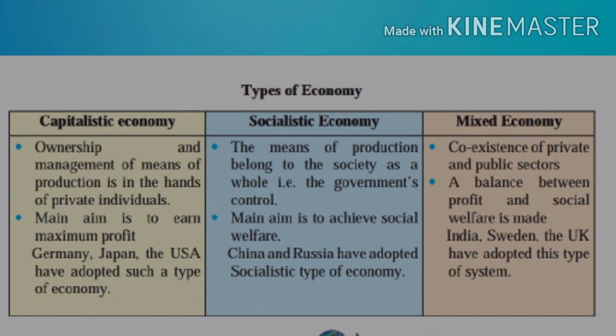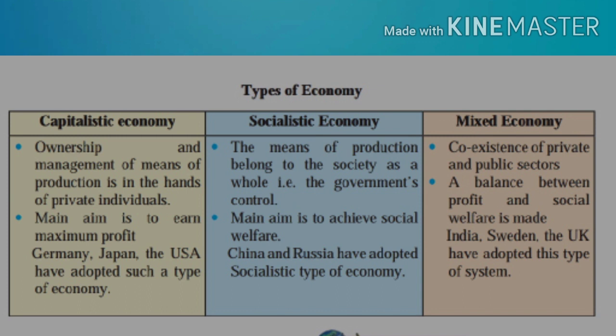Capitalist economy means ownership and management of means of production is in the hands of private individuals. Means private ownership and management of means of production is there in capitalist economy, and the main aim of the capitalist economy is to earn maximum profits. Such type of economy is accepted in Germany, Japan, the USA, etc. In these countries, there is a capitalist economy. The second type of economy is socialist economy.